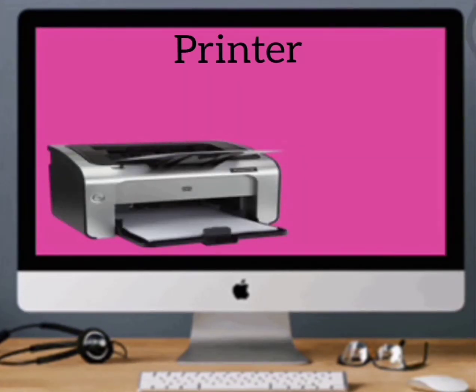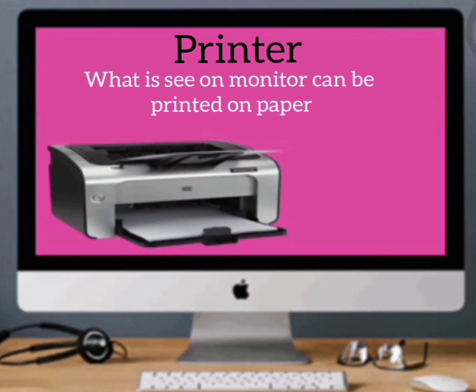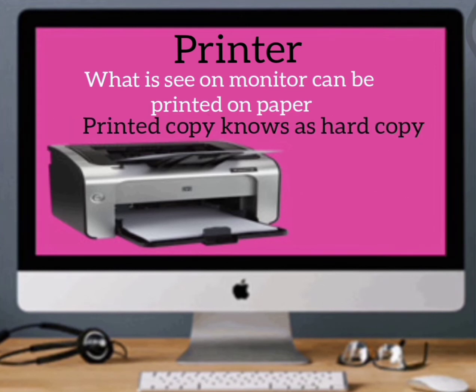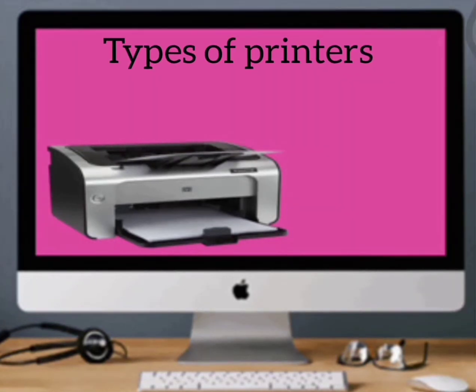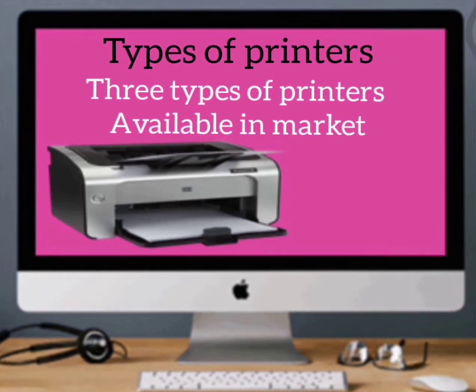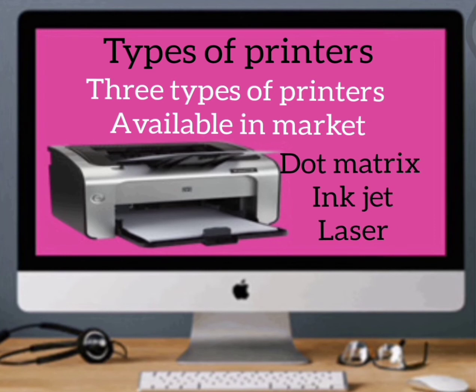Printer. What you see on the monitor can be printed on paper by using a printer. The printed copy is known as a hard copy. A printer produces output as a hard copy, which is permanent. Printing can be black and white or color. There are 3 types of printers available in the market: dot matrix printer, inkjet printer, laser printer.